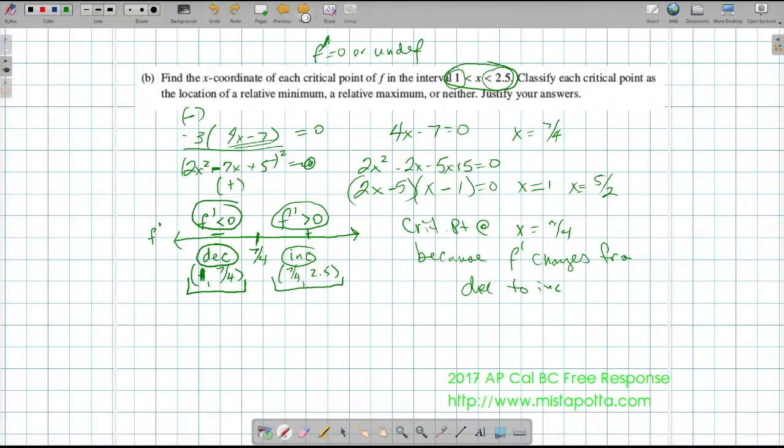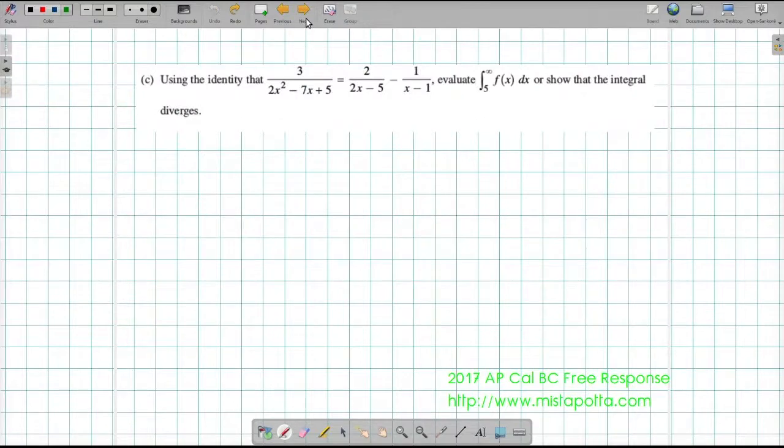All right, moving on to C, I've got an improper integral. I've got the integral from 5 to infinity of f of x. Now keep in mind, when I'm doing problems like this, I want to change my infinities to some variable and then look for the limit as that variable increases without bound. So I'm looking for the limit as b increases without bound of the integral from 5 to b of my function, 2 over 2x minus 5 minus 1 over x minus 1 dx.